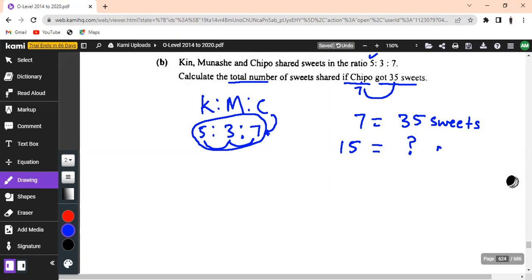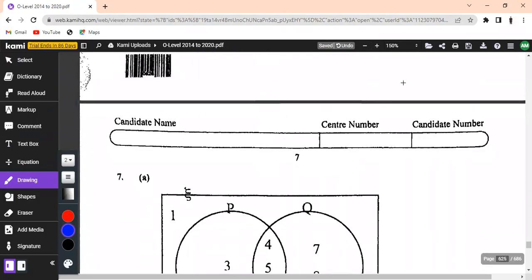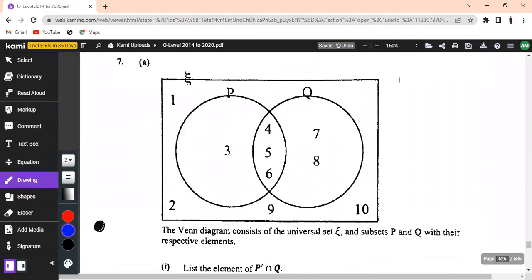As you can see, it's a simple proportion. What we want is 15 over what we are given, so it's 15 over 7 times 35. 7 into 7 is 1, 7 into 35 is 5. Then we multiply 15 times 5, which is 75. So altogether, they shared 75 sweets, and out of 75, Chipo got 35. She was the one with the biggest ratio, so that's why she got more sweets than the others.